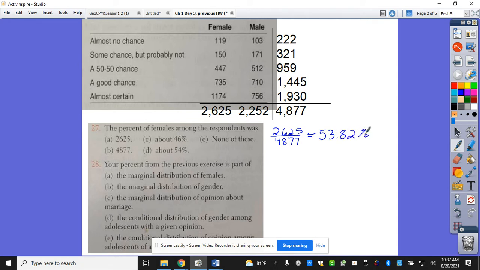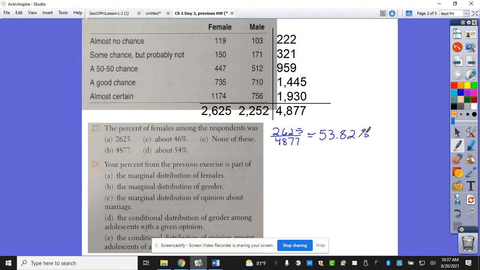You might have written female over overall total. This is one that I would say does not require much work. That's the kind of work I would need to see for that problem. Your percent for the previous exercise is a part of.